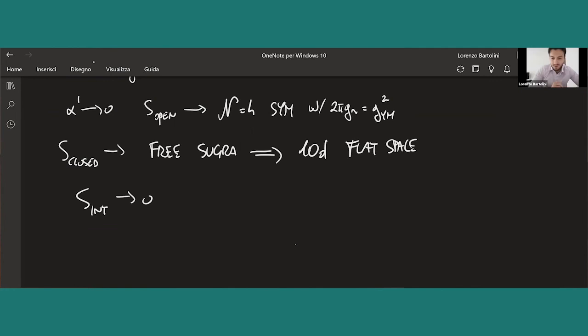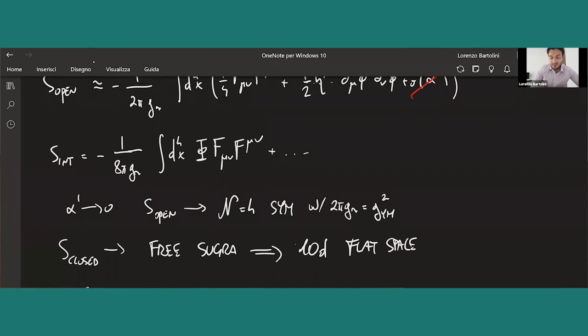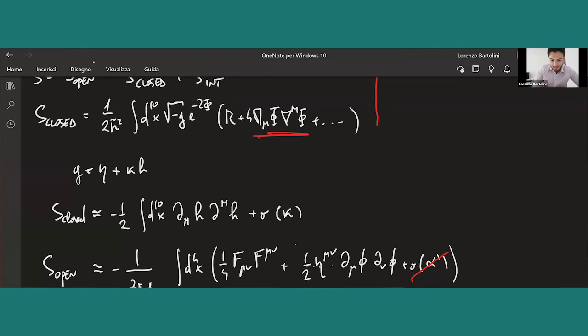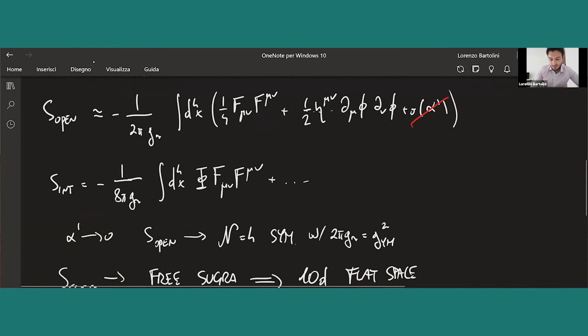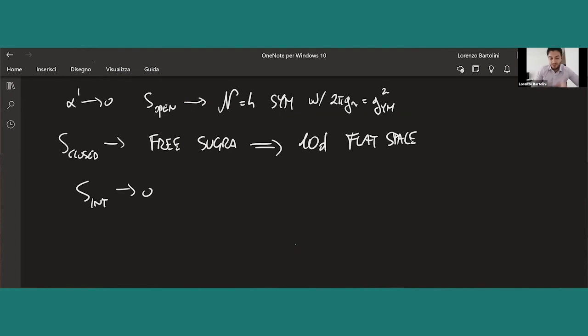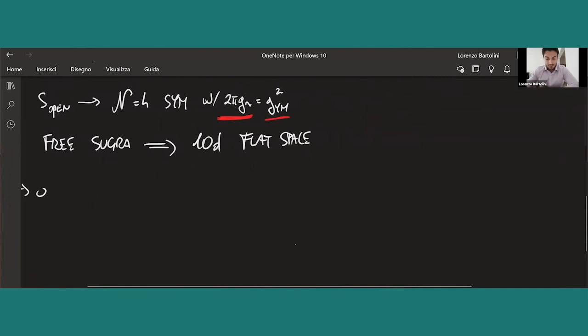And why does it go to zero? Because it looks like this is at the same order as the others, but if you go to the closed string sector as before, you see that to normalize this, to have the kinetic term canonically normalized, you have to rescale it. And when you rescale, you obtain some α′ factor, and this also goes to zero. And so what you obtain now is two non-interacting sectors. You have a four-dimensional theory, which is super Yang-Mills with N=4 supercharges, a conformal field theory, and its coupling is obtained with this identification with the string coupling. And on the other side, you have 10-dimensional flat space.